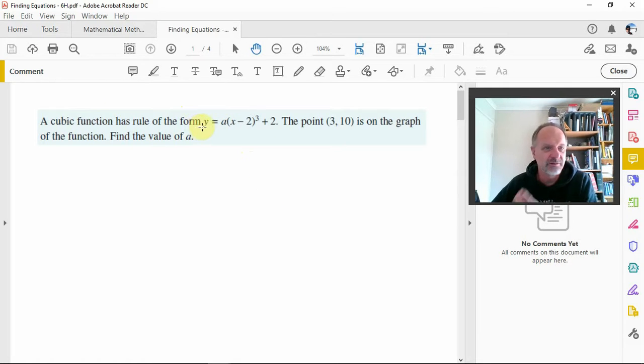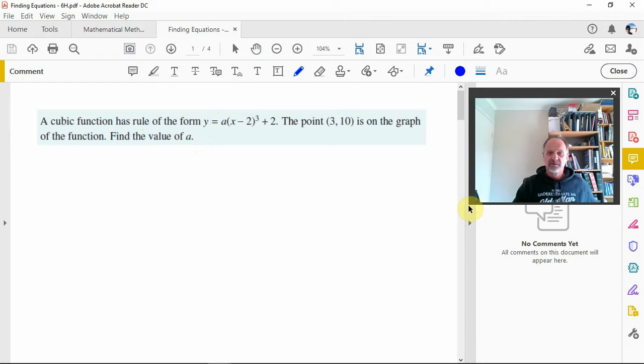So we're given, in this case, that the rule takes this form. It goes through this point. So for something with this form that goes through that point, what's A got to be? So let's have a look and see how we go.